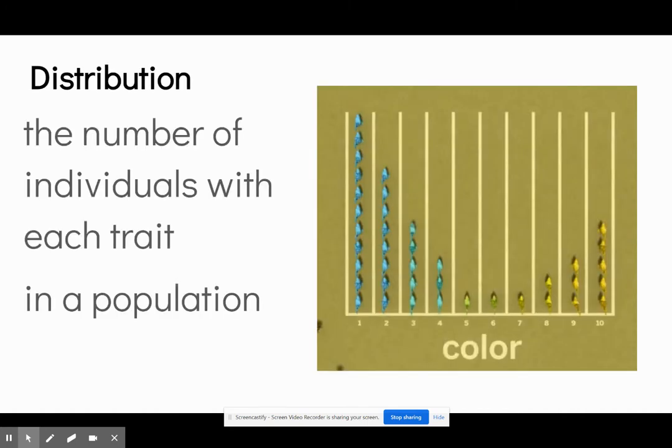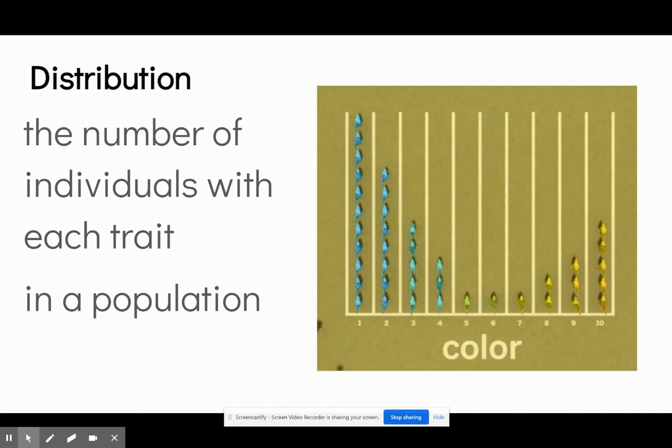So the first one, this is actually kind of a new word. We've only used it a few times. This word is called distribution. It is the number of individuals with each trait in a population. So if you're looking on the right-hand side, we are looking at a chart, right? A histogram, similar to a bar graph.